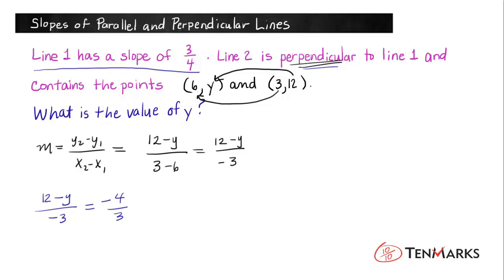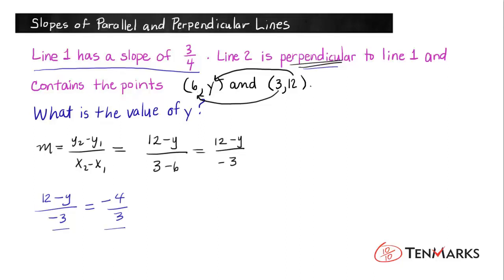Now we could use that shortcut I showed you in the last problem, where we could change this negative 4/3 to a positive 4 over negative 3. It means the exact same thing, and what that would do is give us the same denominators, and then we could set the numerators equal to each other and solve for y.